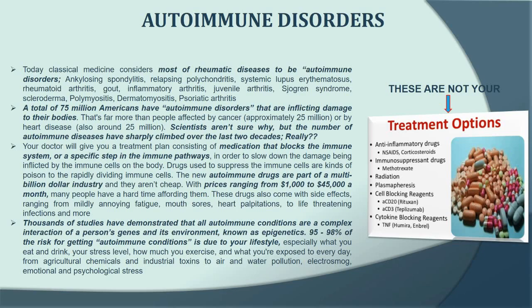Thousands of studies have demonstrated that all autoimmune conditions are a complex interaction of the person's genes and their environment, known as epigenetics. 95 to 98% of the risk of getting autoimmune conditions is due to your lifestyle. So especially what you eat and drink, your stress levels, how much you exercise, and what you're exposed to every day, from agricultural chemicals and industrial toxins to air and water pollution, electrosmog, as well as emotional and psychological stress.